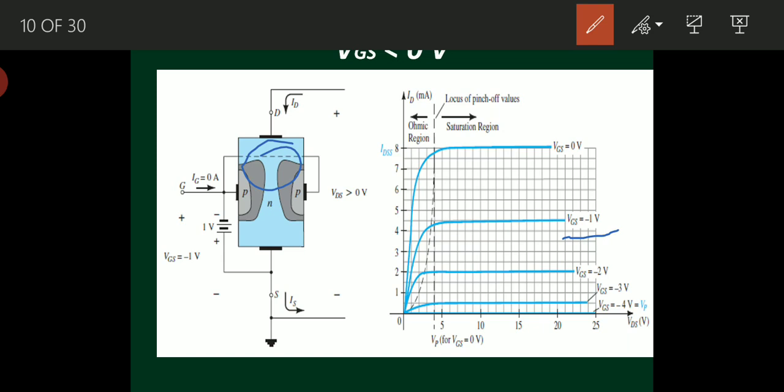If pinch off occurs, the channel width will become very, very narrow at drain terminal, and only a very small gap exists in the channel at drain. So all the electrons will accumulate here in the channel, and only constant number of electrons will move towards drain terminal. Why? Because pinch off is occurring earlier than previous condition. Okay, so what will happen? Current will become constant much more earlier than VGS equal to 0 condition.